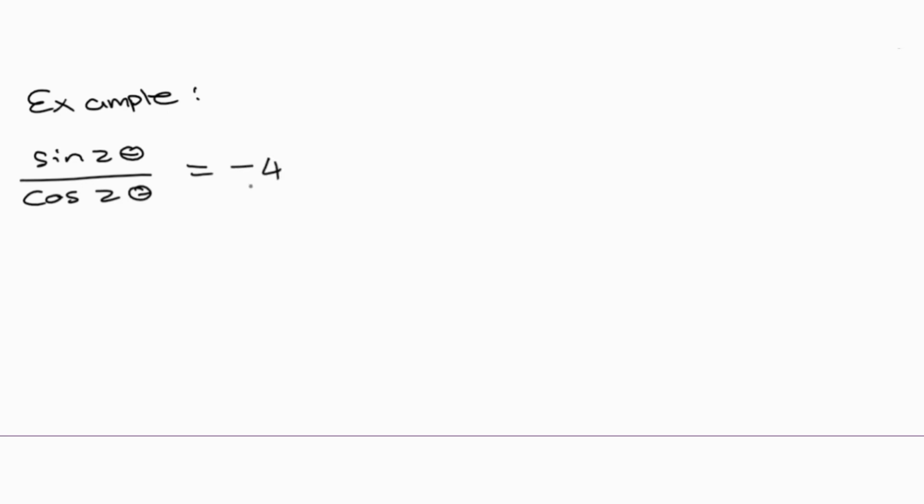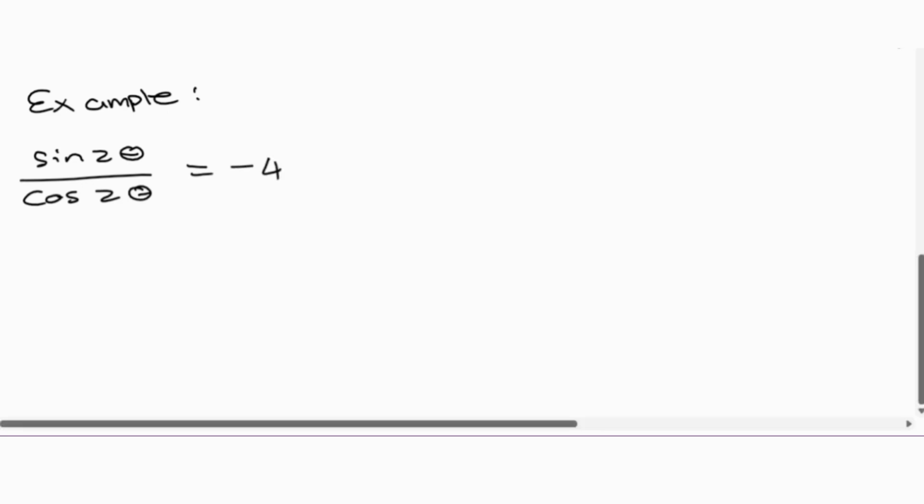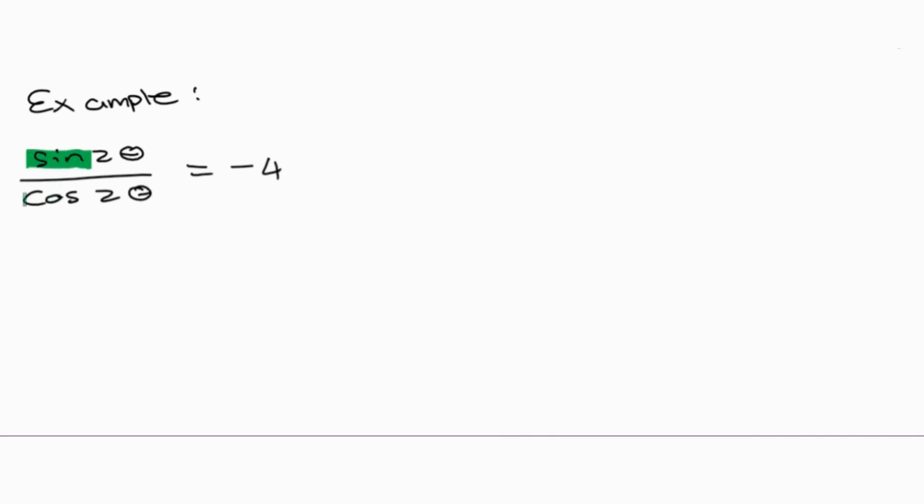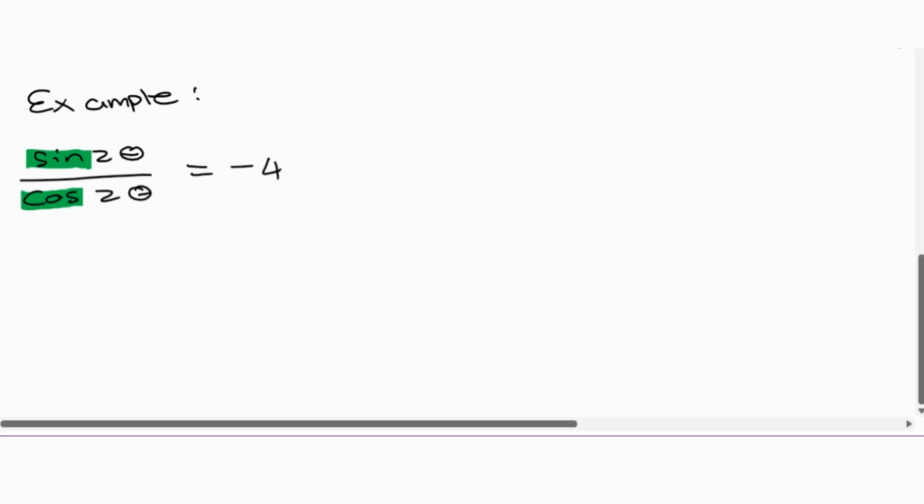Okay, so let's look at an example. Per se, we have something like sine 2 theta over cos 2 theta equal to minus 4. Now, we have two different ratios here, and that's not going to really help us much. But what I do see is a sine over a cos. The minute you see a sine over a cos, you need to immediately think tan.